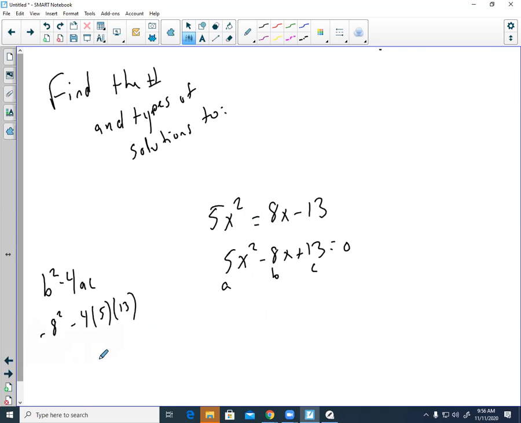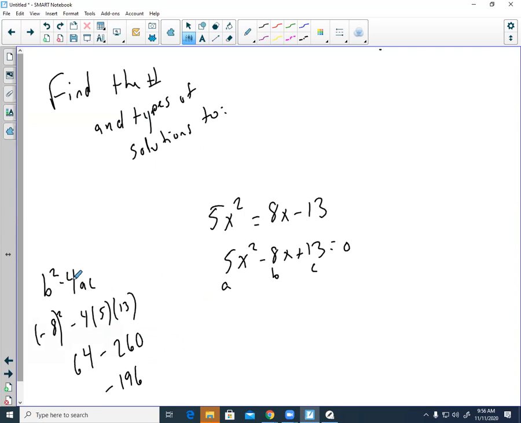So then I'm just going to solve this thing and say this is 64. And I should put parentheses here, hang on, so that we don't get confused later on. So this is going to end up being 64 minus, what is that, 260? 4 times 5 is 20 times 13 is 260. So that's going to give me negative 196.